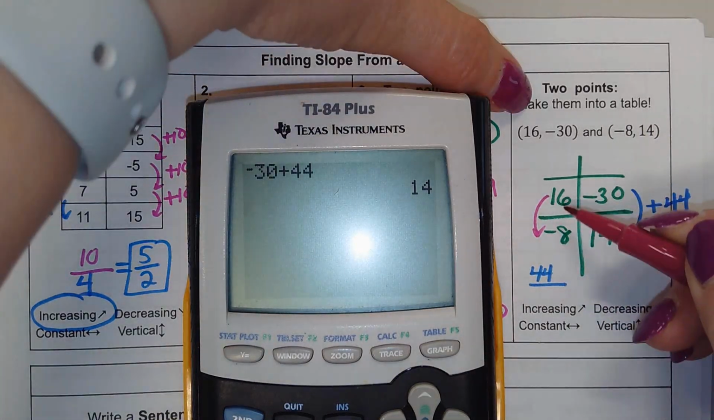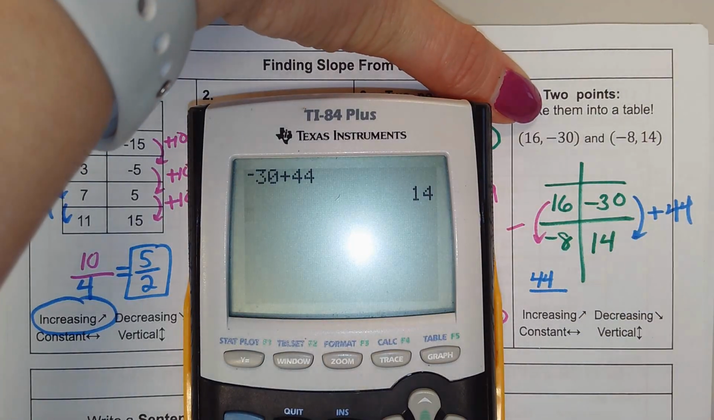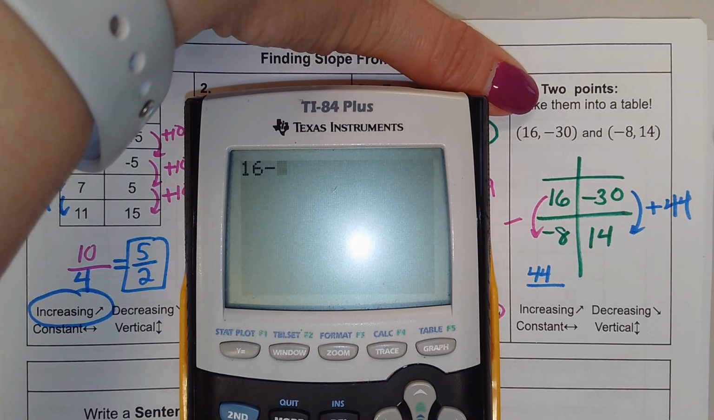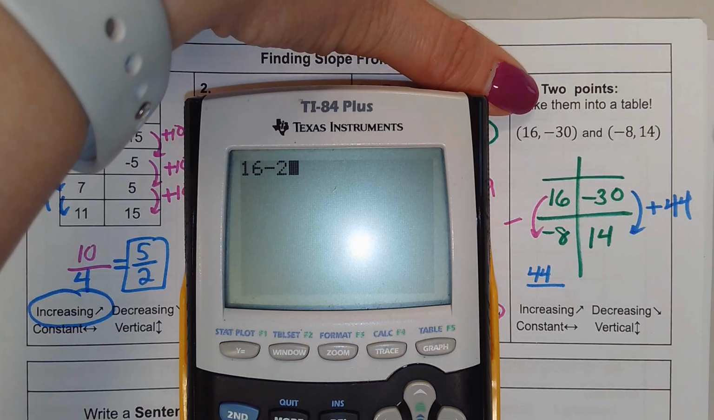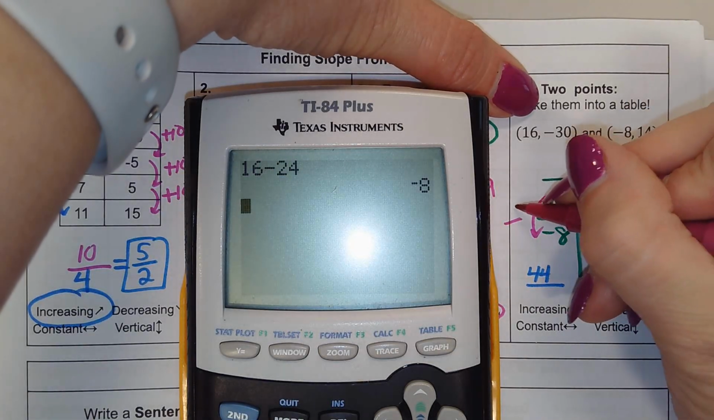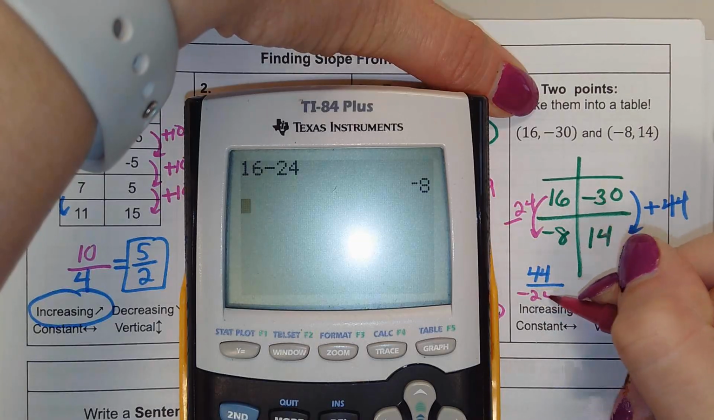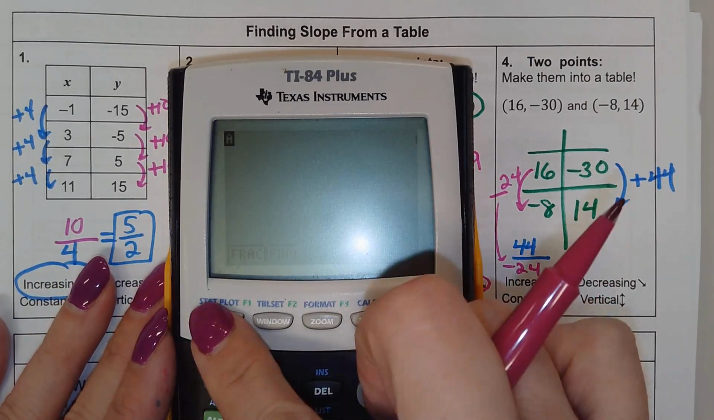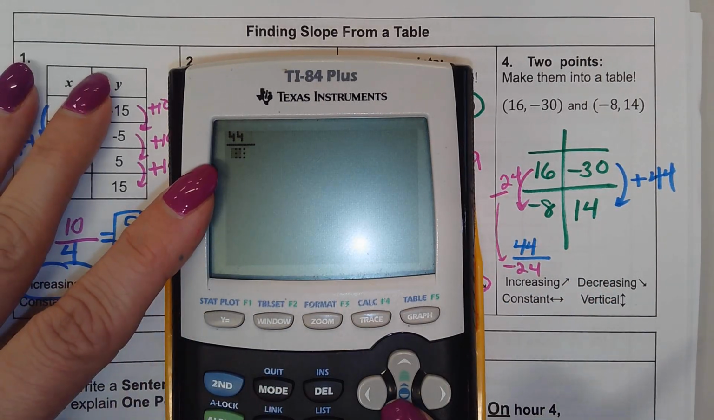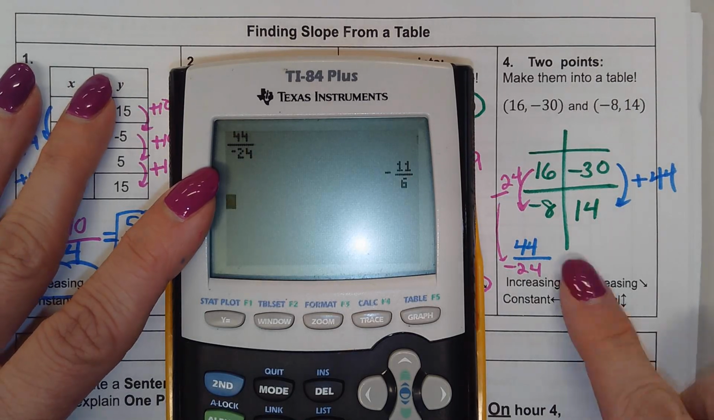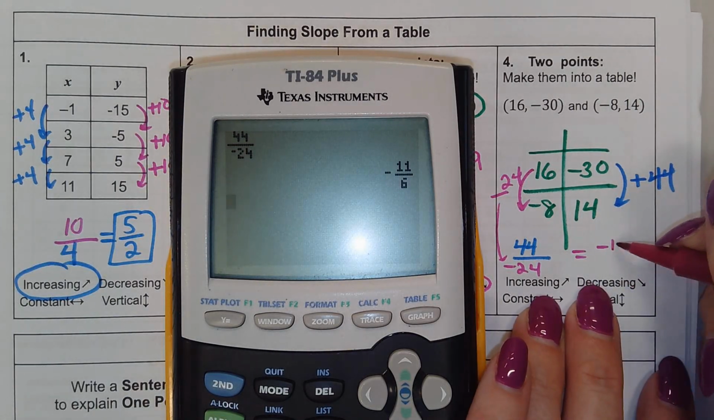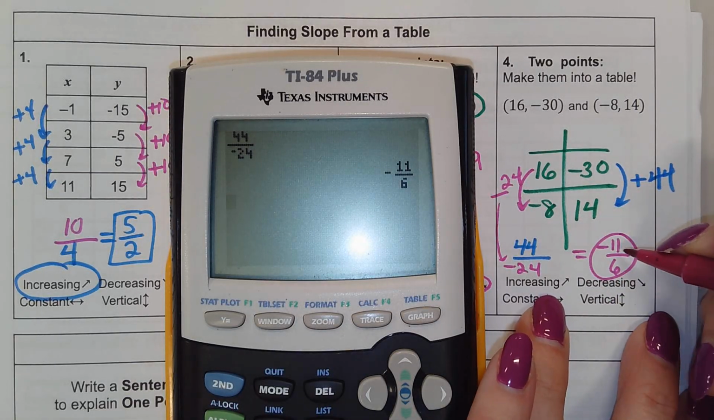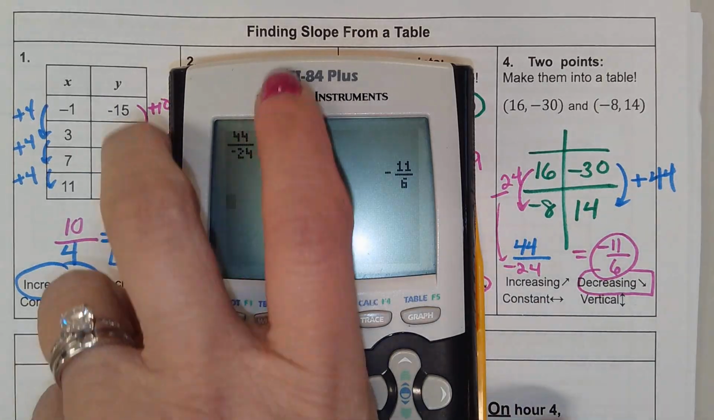This is going down, down to the negatives. Minus how much? 16 minus 24 takes us to negative 8. Okay, so we will put a negative down here. Let's see if this fraction can reduce. 44 divided by negative 24 makes negative 11 over 6. This is negative, so the line is decreasing.